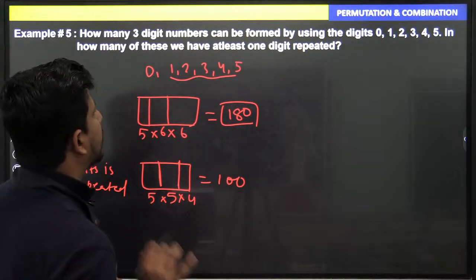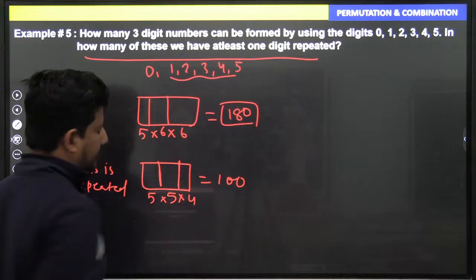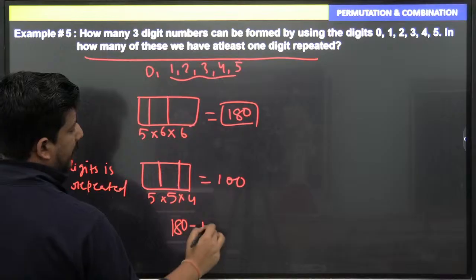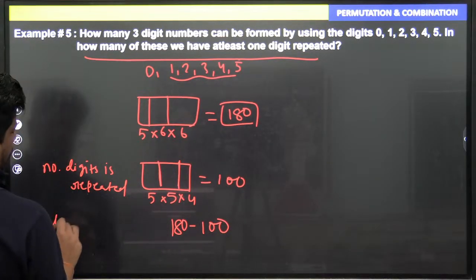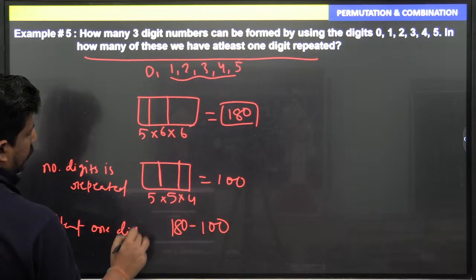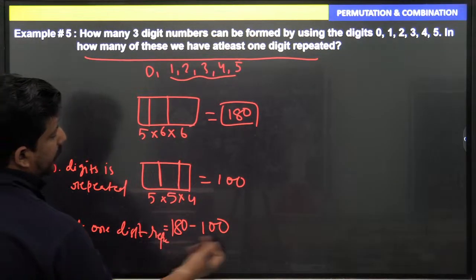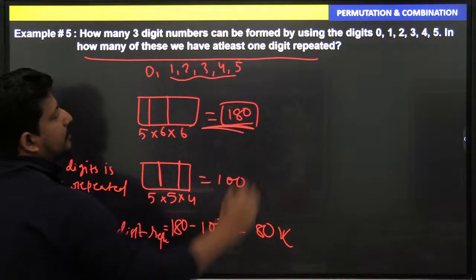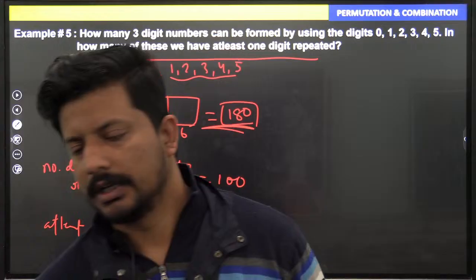But they are saying in how many of these we have at least one digit repeated. Just subtract this. 180 minus 100 gives you at least one digit repeated. So 180 minus 100 is 80. So the second answer is 80 and the first answer is 180. Hope you are getting my points. If you have any doubt or query regarding this, you can ask me.